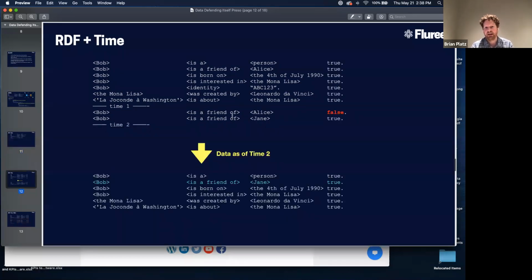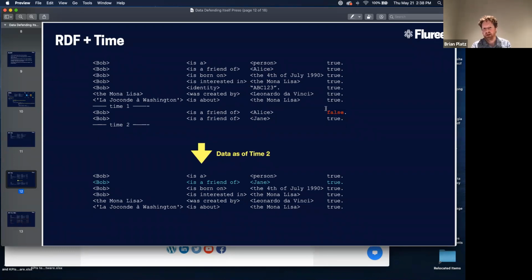So if we add just another piece of information to our RDF, true and false, we're able to start representing this. So true means we have a new fact. This is true, it's a valid piece of information. False means we're retracting a piece of information. So here we still have our time one data up here, but now in time two, what we're doing is saying Bob is a friend of Alice, which used to be true up here, but now we're saying it's false.